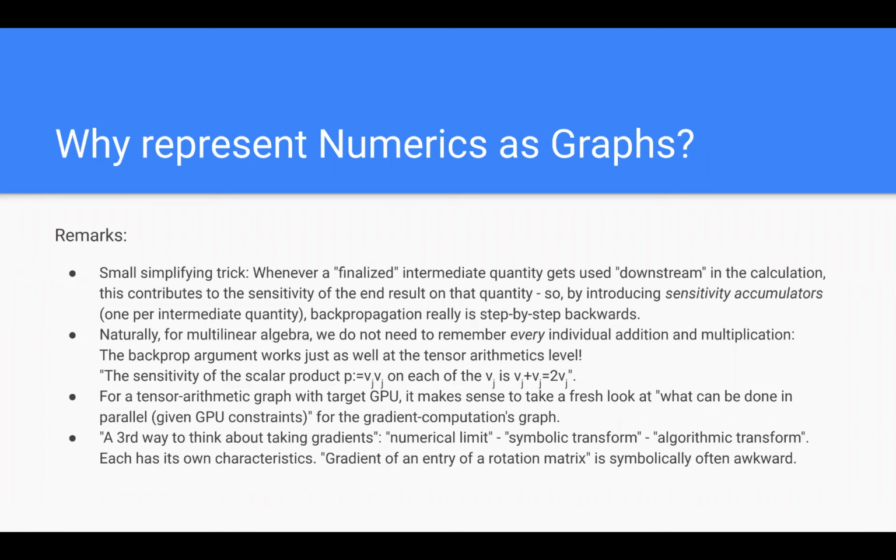Now also, as I explained it so far, it looks as if we would have to do this for every single individual addition and multiplication. But if we have multilinear algebra operations, then we can convince ourselves easily that this backpropagation argument works just as well at the tensor arithmetic level. So bluntly, if we have a final result, let's say that's a scalar product of two vectors, p = v_j v_j, Einstein summation convention understood, then the sensitivity of that scalar product on each of the v_j's is, well, v_j plus v_j equals 2 v_j, from the left and right derivative of this product.